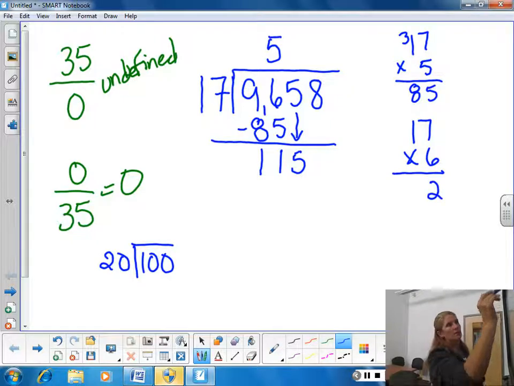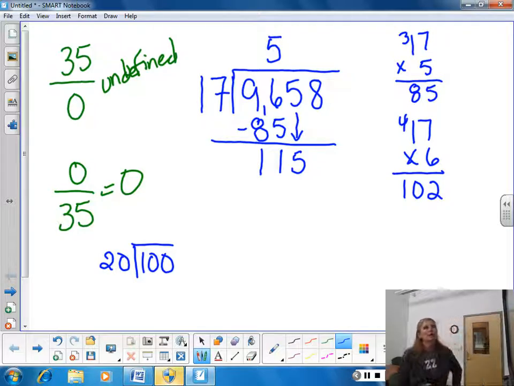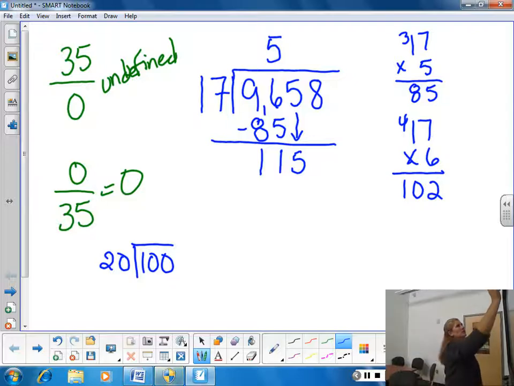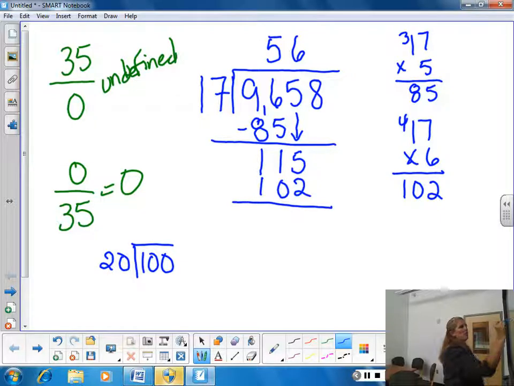7 times 6 is 42. 6 plus 4 is 10, so 102. And that looks like the right choice. So I'm going to say 6 times 17 is 102. Remember, when I subtract here, I never want to get anything that's 17 or more. So when I take 5 minus 2, I get 3, and I get 13. And now I'm ready to bring down the 8.